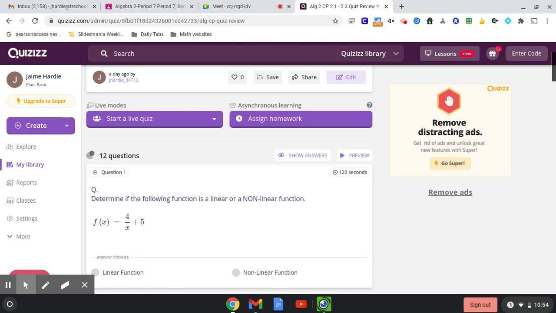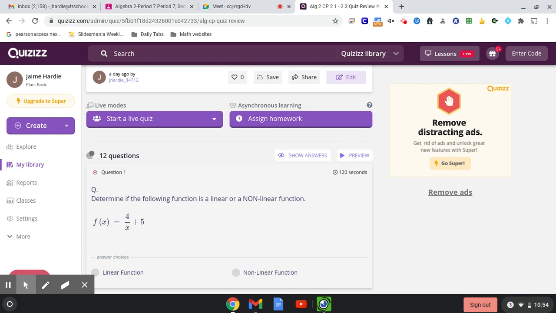Division by a variable, not allowed. Multiplication between variables, not allowed. And then if you have a variable under a square root, not allowed. Guys, in this equation, you are clearly dividing by x. That is not linear. That is not simple. That gets complicated. So this would be a non-linear function.